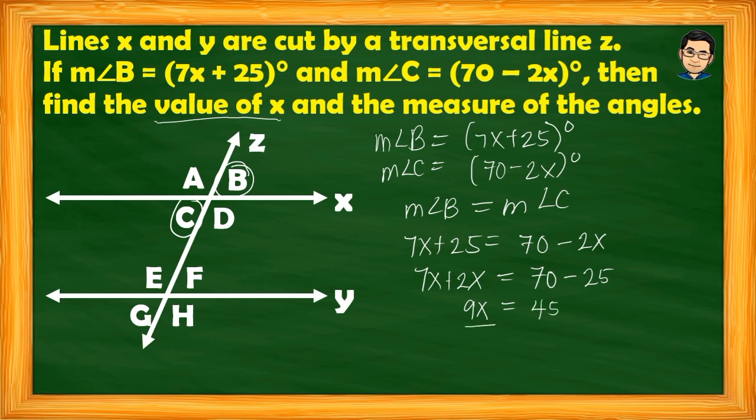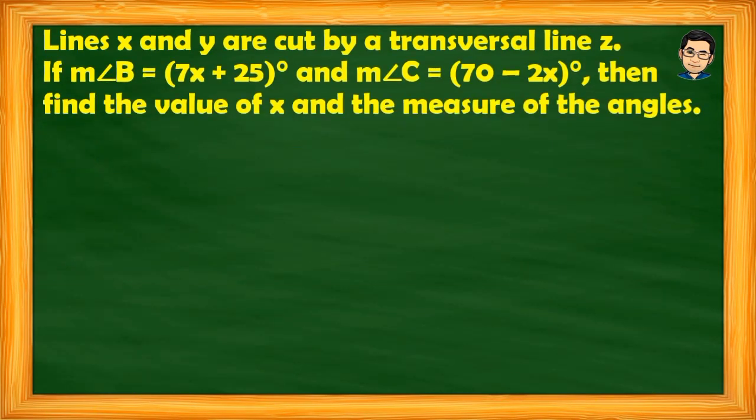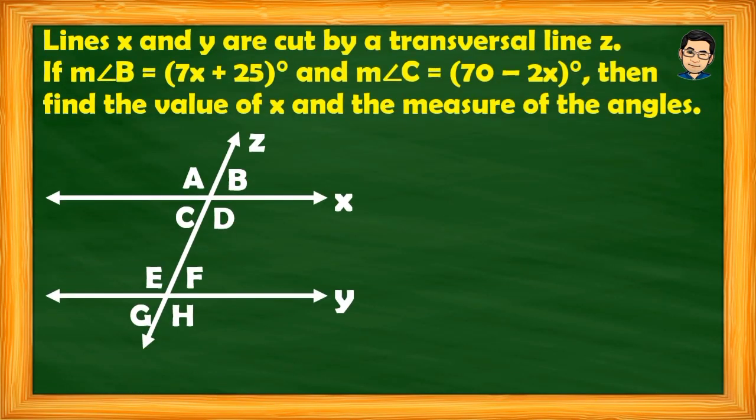Now, applying multiplication property of equality, so we will multiply 1 over 9 to both sides. Or just simply divide 9 to both sides. So, 9x over 9. So, makakancel po yung 9. So, x equals 45 divided by 9. That is 5. So, ibig sabihin po yung ating value of x is 5. So, since yung ating value of x is 5, so substitute lang po natin. So, magiging 7 times 5 plus 25. So, 7 times 5 is 35 plus 25, 60 degrees.